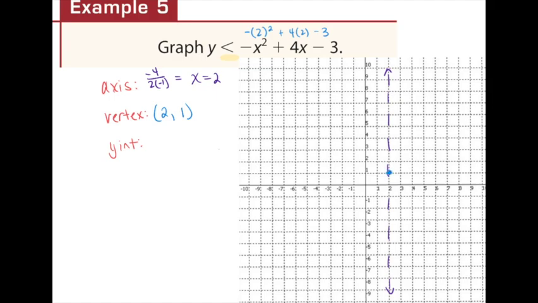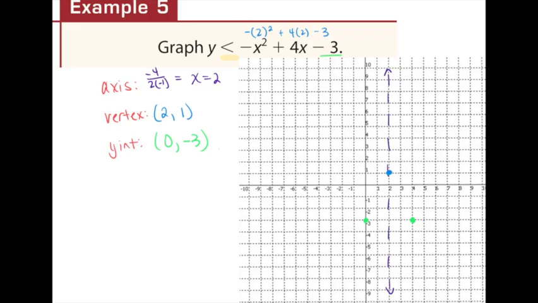My y-intercept is really easy because it's in standard form. It's just (0, c). So (0, -3) is my y-intercept. I'm going to go down here, and I'm also going to mirror it. That y-intercept is 2 away from my axis. So on the other side, I should have a point that mirrors it. All right, so I have my 3 points to be able to graph this.